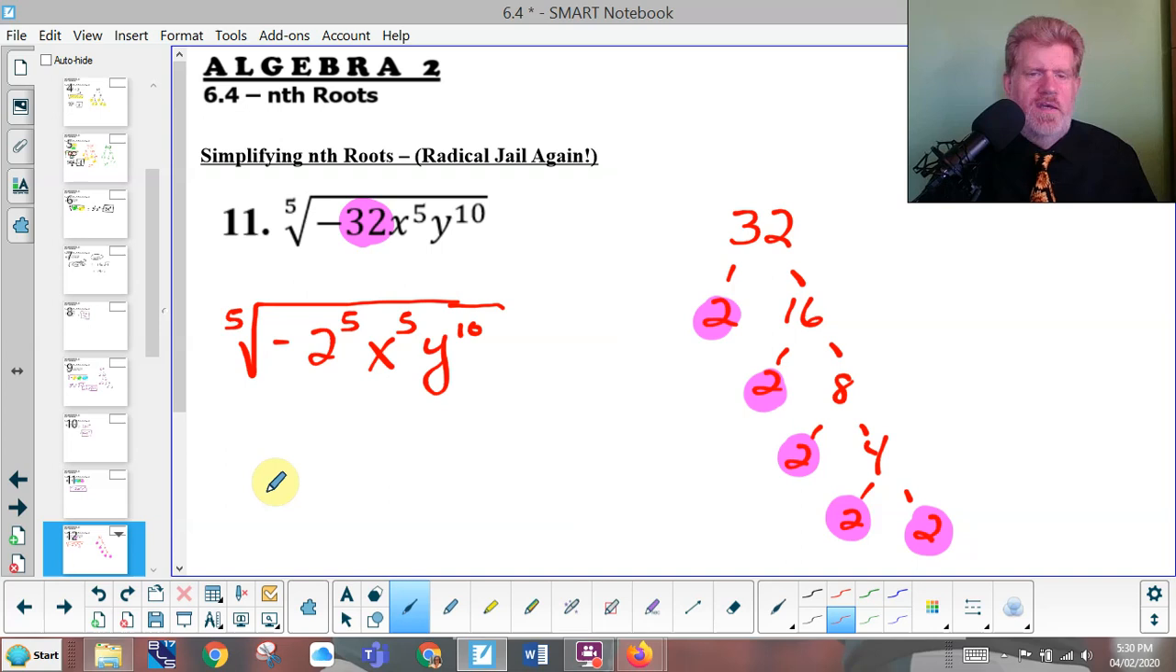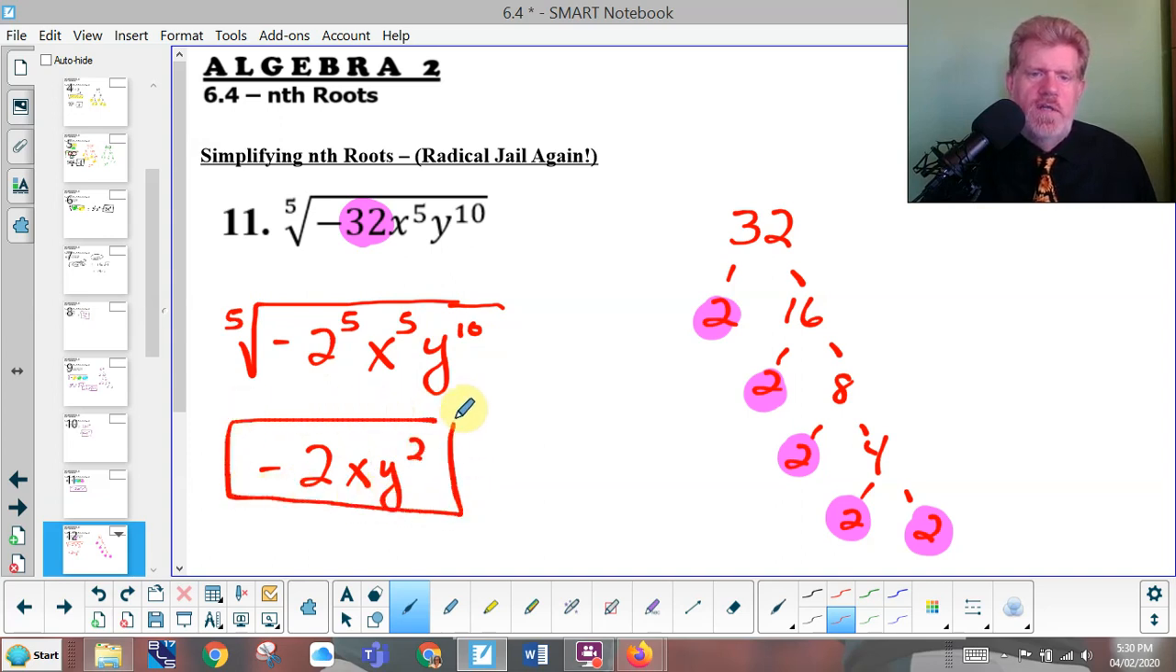Okay. Let's do our 5th root magic, shall we say. Negative, remember it's odd, so it's just going to be negative. 2 to the 5th. 5 divided by 5 is 1. 2 to the 1st power. X to the 5th. 5 divided by 5 is 1. No remainders. X. Y to the 10th. 10 divided by 5 is 2. Can't be broken down anymore. There's our answer.